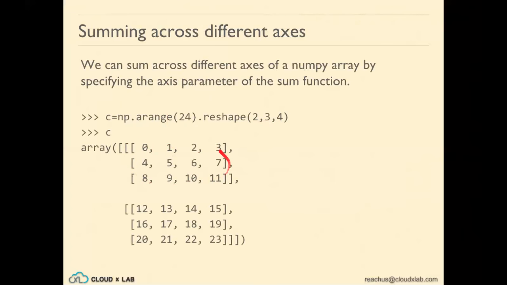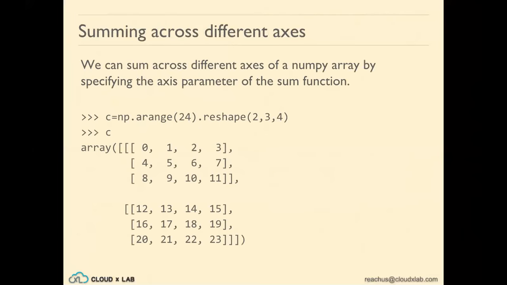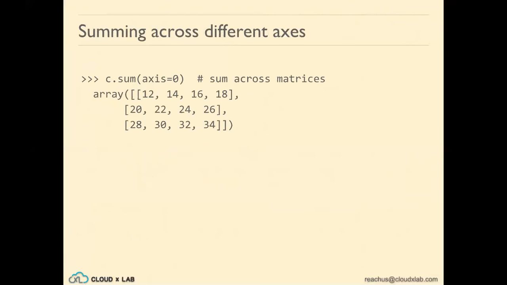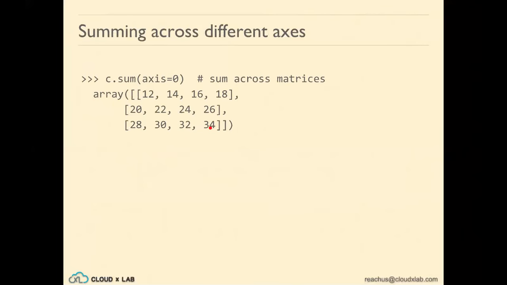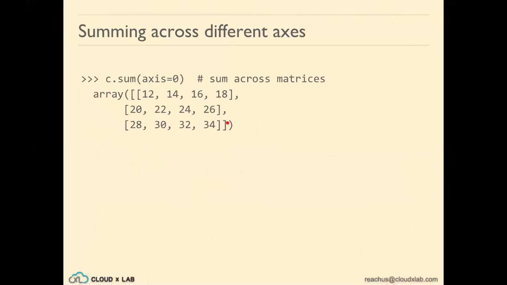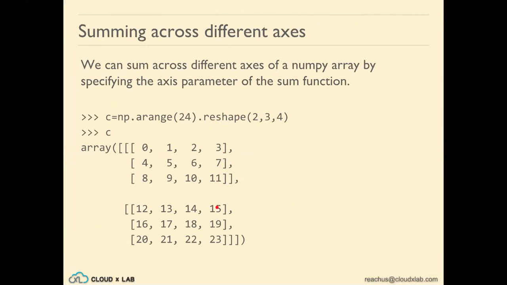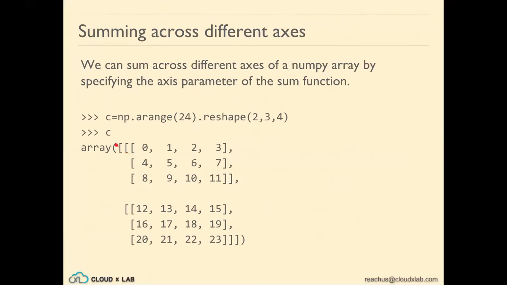So it's computing the sum by 0th axis. You can see that here it's adding 0 and 12, then it's adding 1 and 13, then it's adding 2 and 14, and it's adding 3 and 15. That's what is going on, right? Axis 0 means the 0th axis, which is the first one, and it's basically adding along that one.